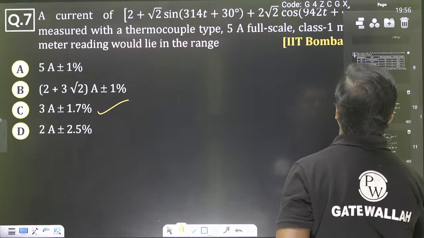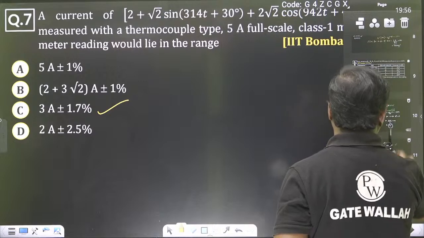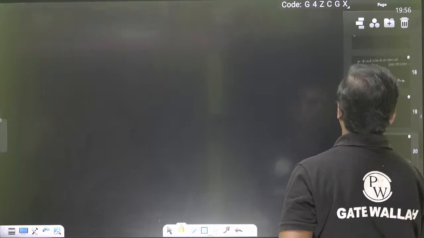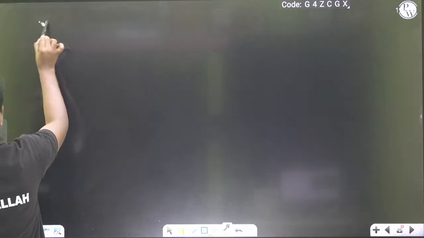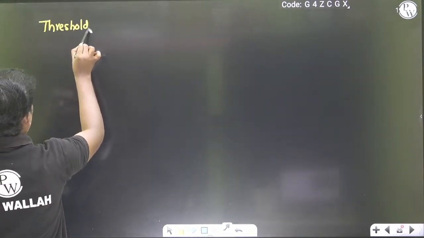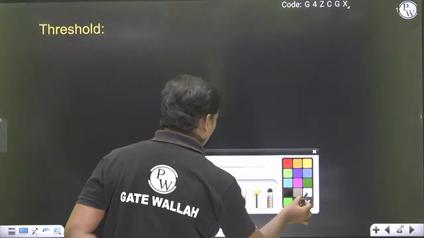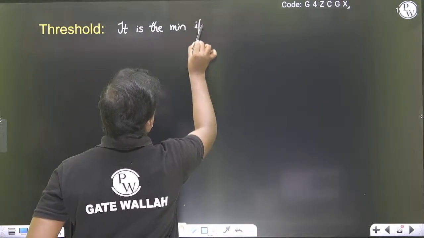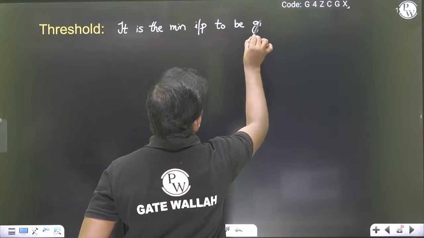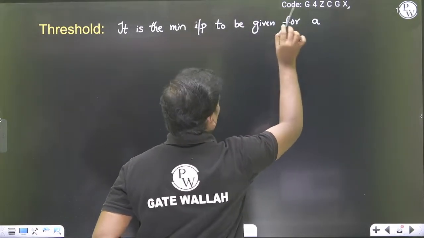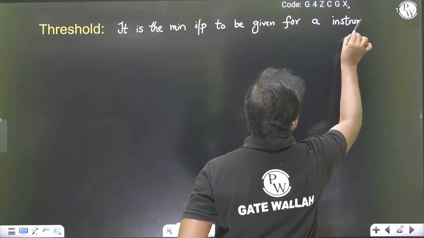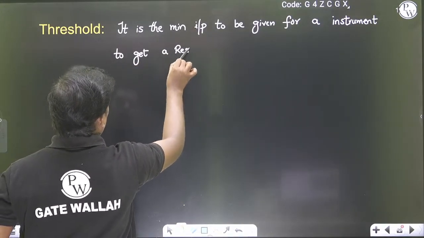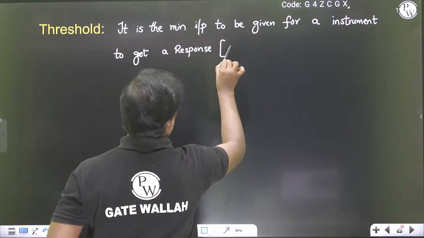The next feature is the sensitivity, I think. The next feature is threshold and resolution. These are some basic questions, basic definitions. So what is a threshold and what is the resolution? Threshold means it is the minimum input to be given for an instrument to get a response. Response means what? Non-zero output.